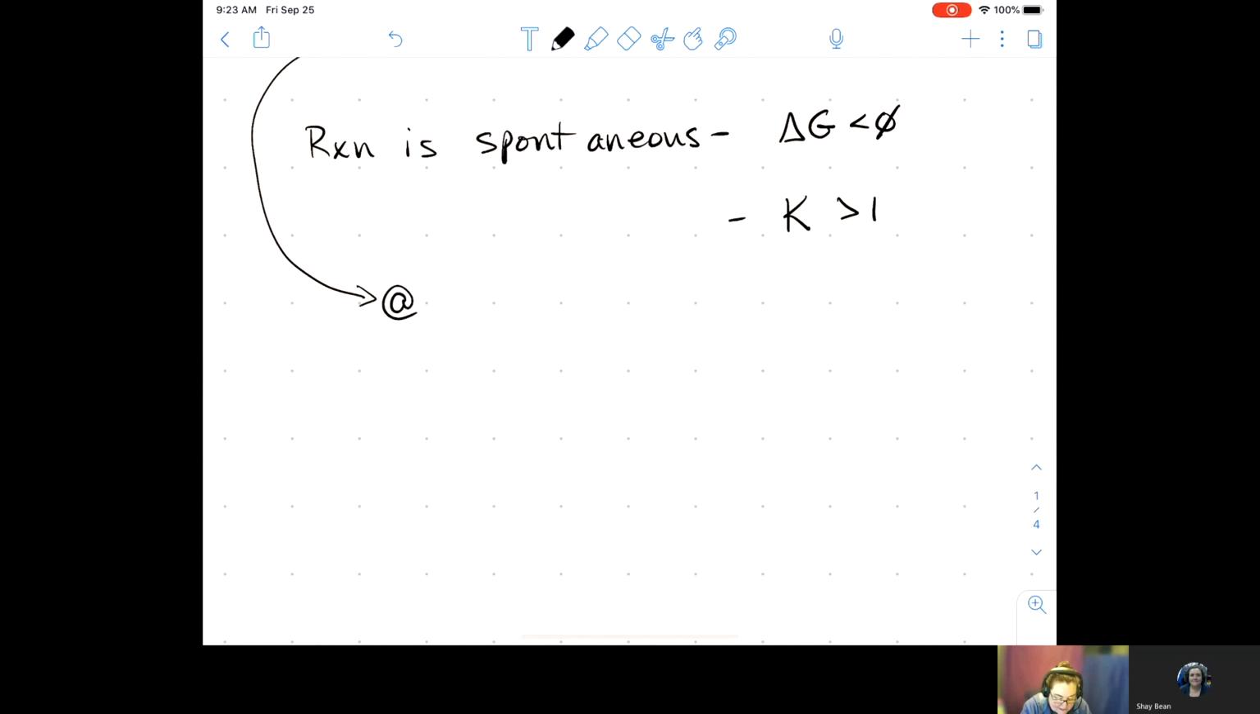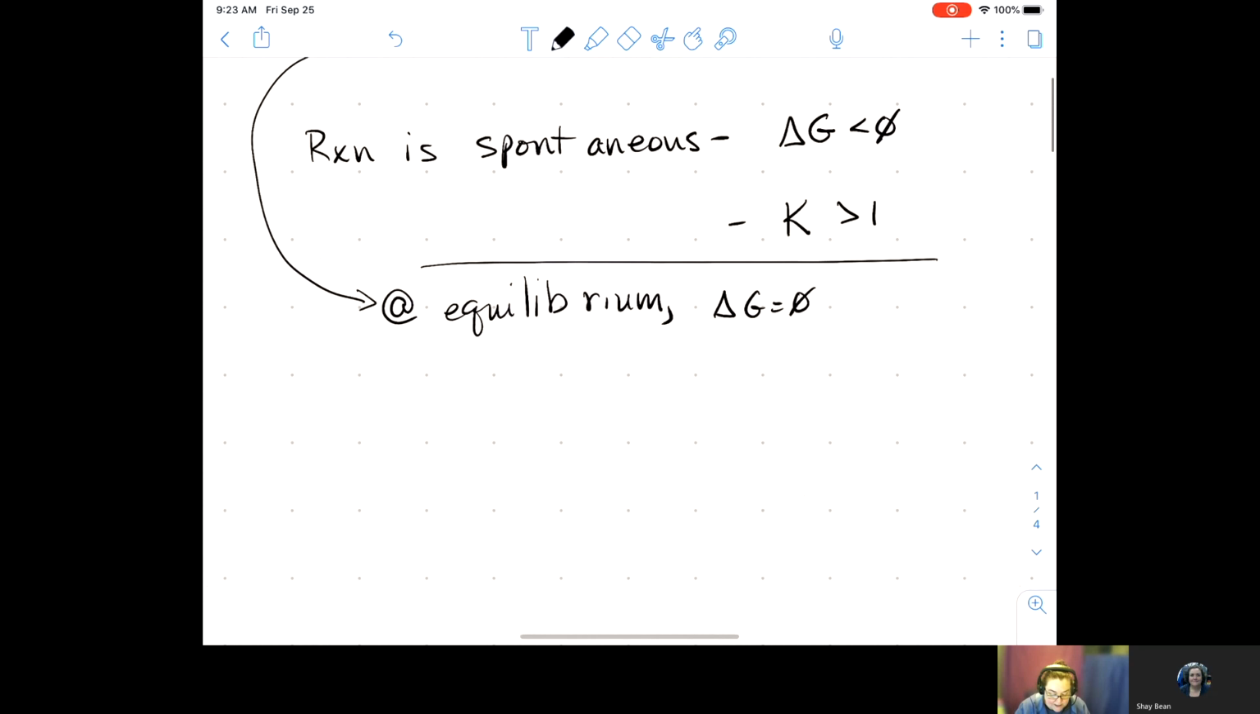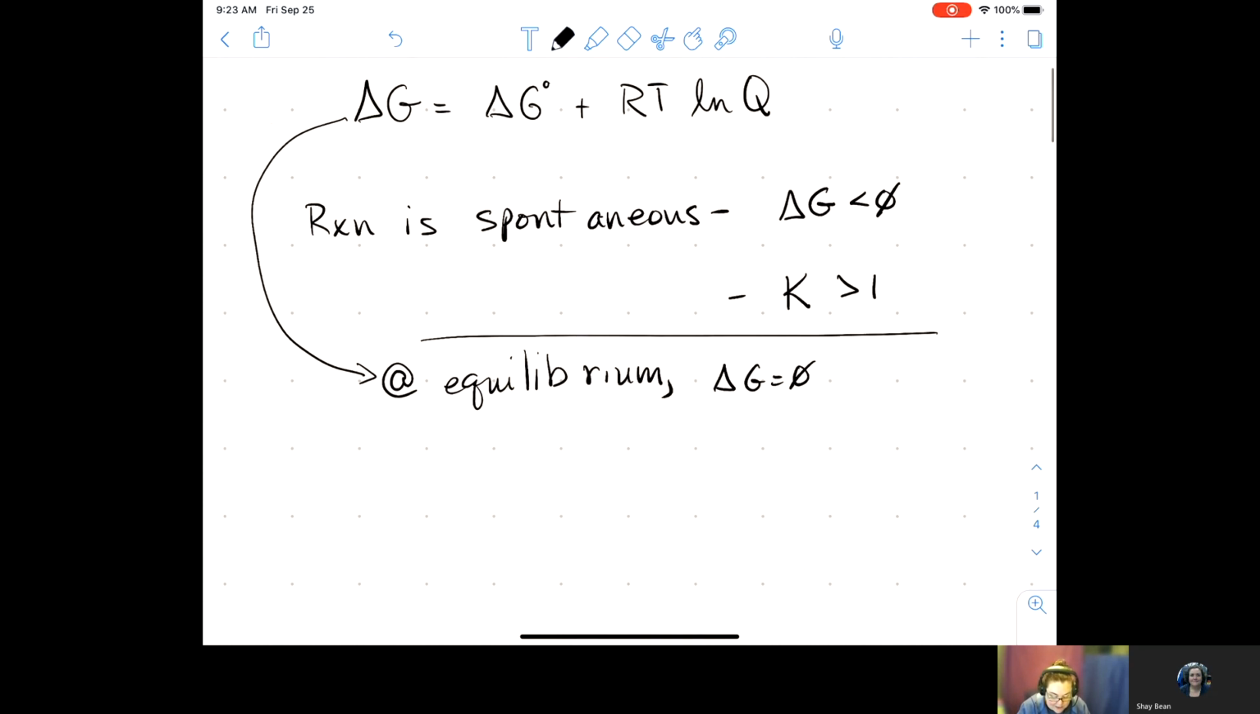And if you are at equilibrium, we learned back in the Gibbs free energy module that delta G equals 0. Well, if delta G equals 0, then 0 equals delta G naught plus RT log Q, but at equilibrium, Q equals K. So we now have this equation.